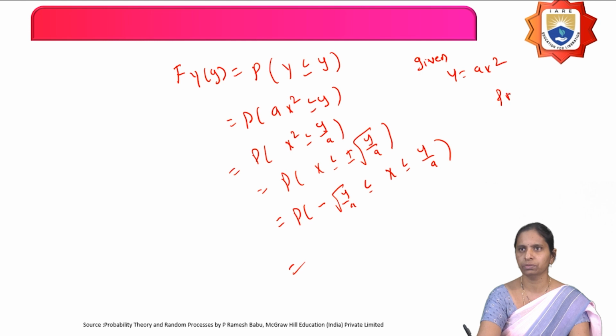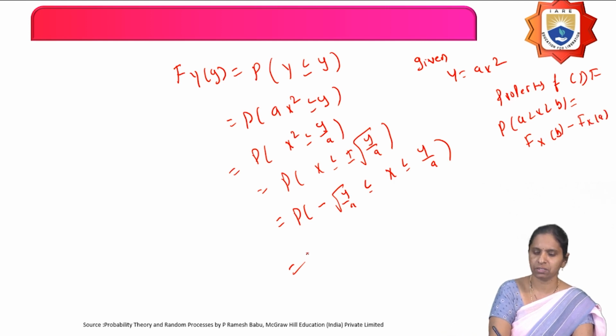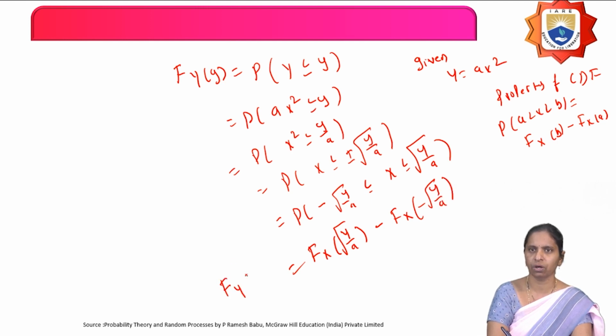Now, what do you call this? The properties of the cumulative probability distribution function. From that, what can you say? If x is from a to b, then the probability is given by Fx of b minus Fx of a. Similarly, here also Fx of b, what is b here? Square root of y by a, minus Fx of minus square root of y by a. So this is the distribution function of the transformed random variable. And moreover, what you have to calculate?